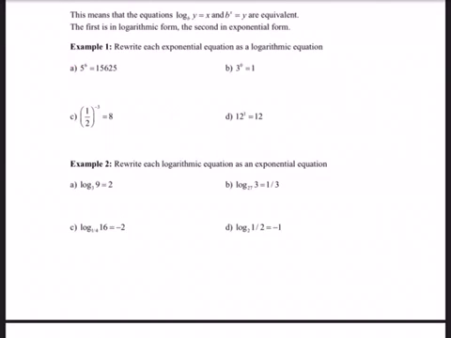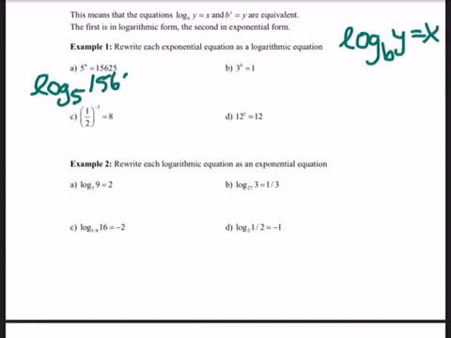Let's look at a couple where I just have to rewrite it into logarithm form. Remember, that's log base b of my y value is equal to my exponent. So in this case, for A, I have log base 5 of 15,625 is equal to 6, because 5 to the 6th power is 15,625. Likewise, log base 3 of 1 is equal to 0. And you're going to find it doesn't matter what the base is, anything to the 0 power is 1, so log base anything of 1 is equal to 0.